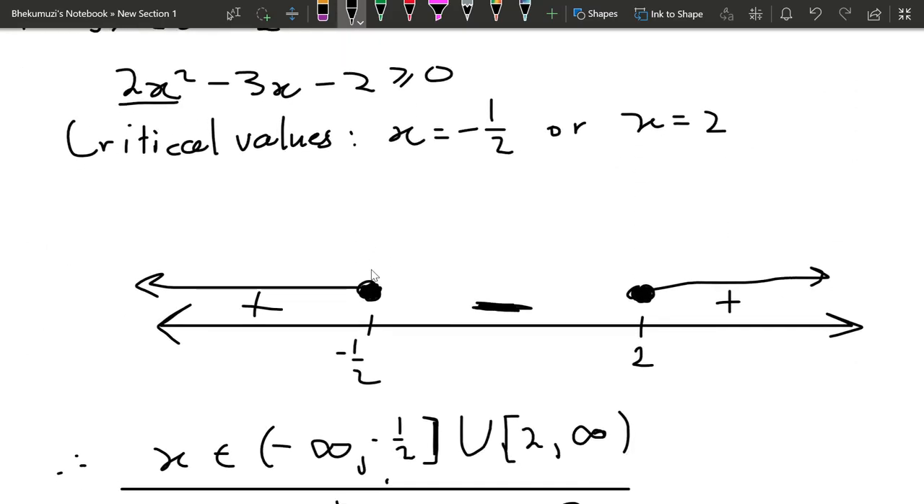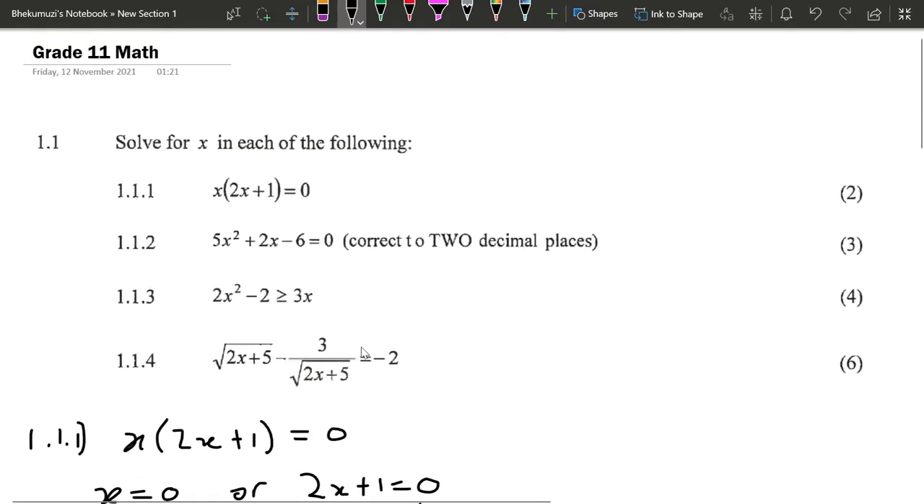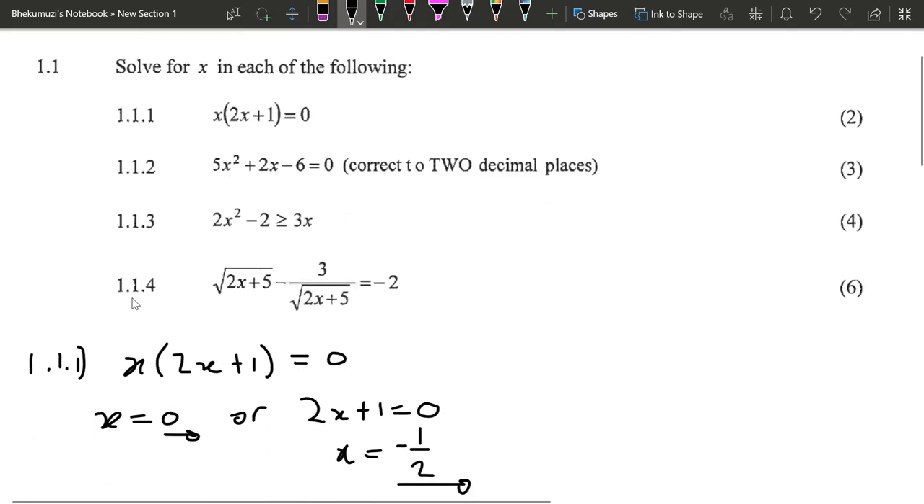The other parts that we had done with the critical values, how to find the critical values, is not the important part. It's about the critical values, and also how you place out your number line, whether you use the parabola or the simpler way of doing number lines. Okay, and then the last one that we had here is 1.1.4.